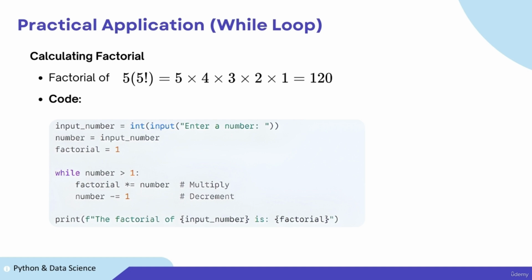Let's solve a real math problem, calculating a factorial. The factorial of 5 is 5 times 4 times 3 times 2 times 1. We can solve this with a while loop. number = 5, factorial = 1. While number > 1: factorial *= number, then number -= 1. We multiply, then we decrease the number. We repeat this until we hit 1.